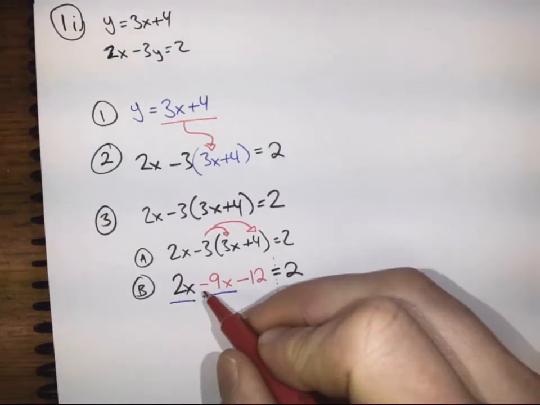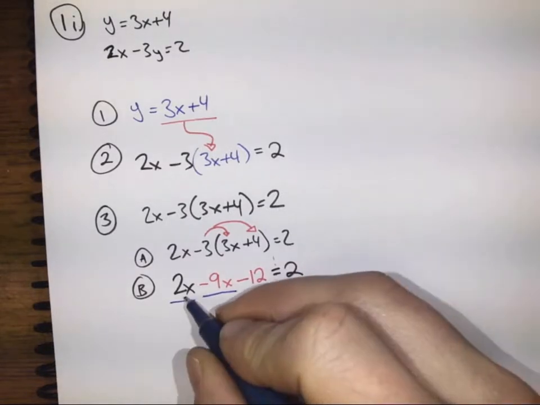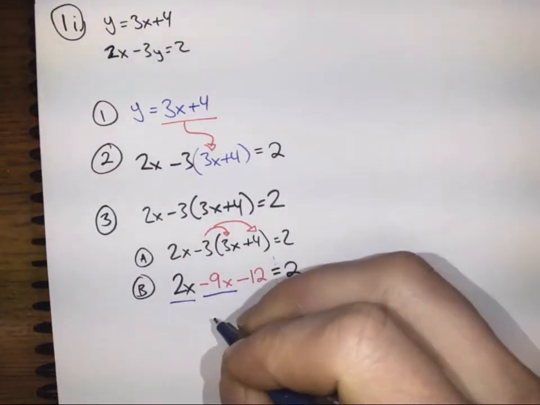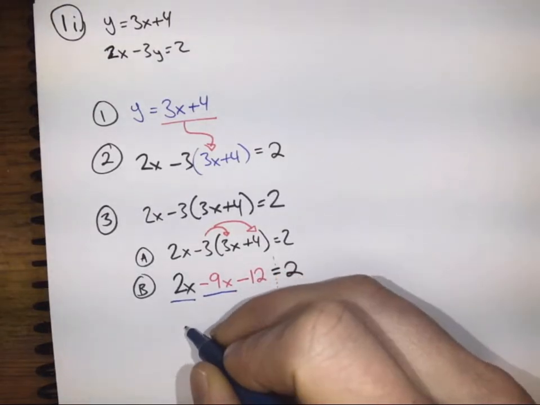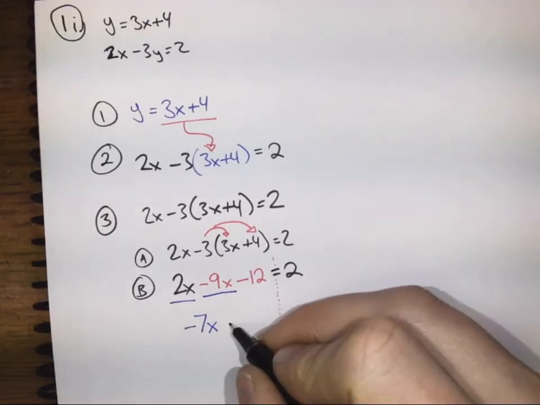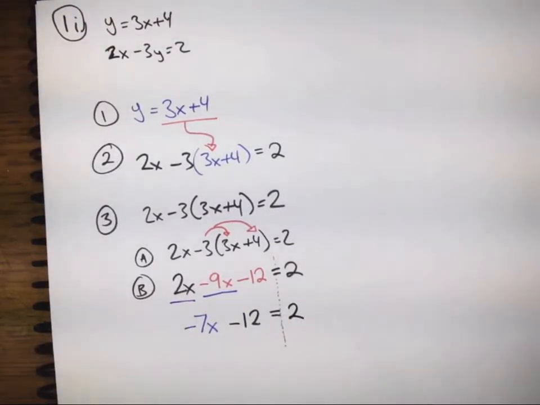So I have this 2x take away 9x. And so what's that? 2x take away 9x. If you have $2 and you spend $9 on an item, you're going to have negative $7 in the bank. And minus 12, that's not doing anything, equals 2.